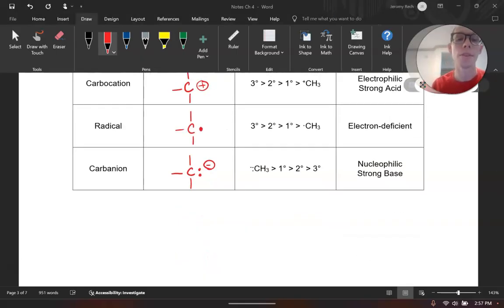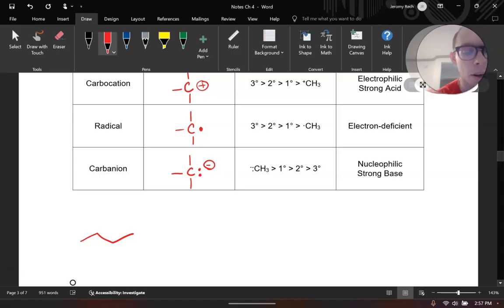So for radicals, the more stuff we can put around them, the more stable they will be. So if we consider, for example, a skeletal structure, just like a butane, if you have a radical all the way at the end on the final carbon, this is going to be a primary.